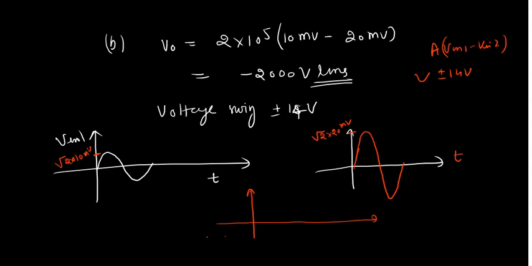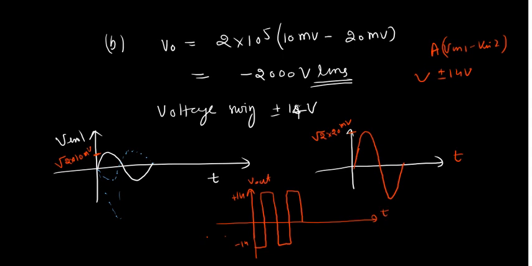If you just subtract V in 1 with V in 2, the subtraction would yield this type of signal. Correct? And then you multiply with A, a very large gain. So we'll see that this signal will be clipped off and the output would look like a square wave of plus minus 14 volts. So this is the output.